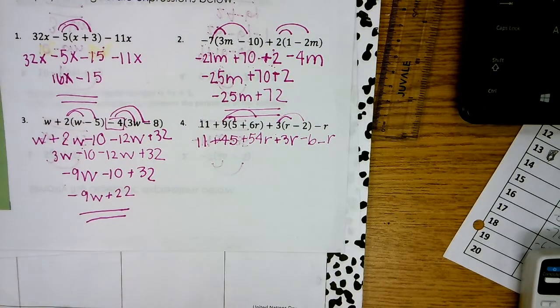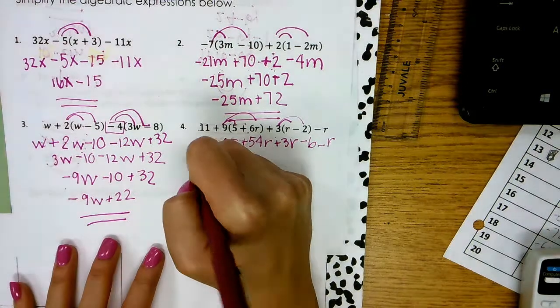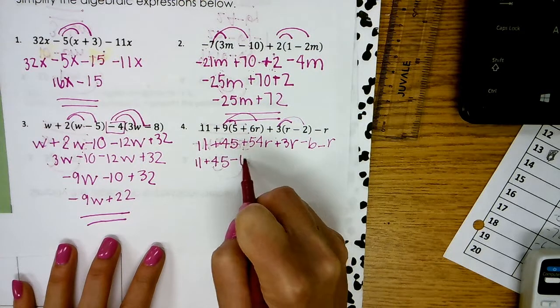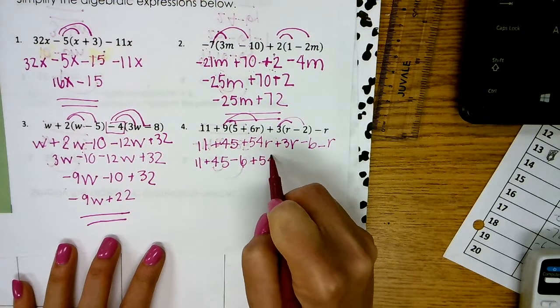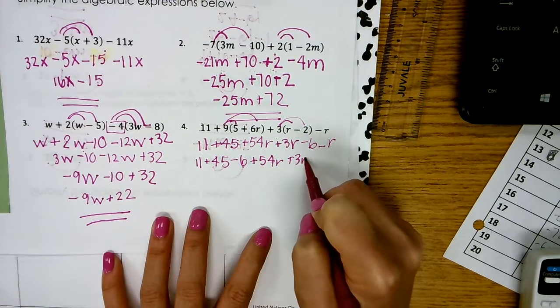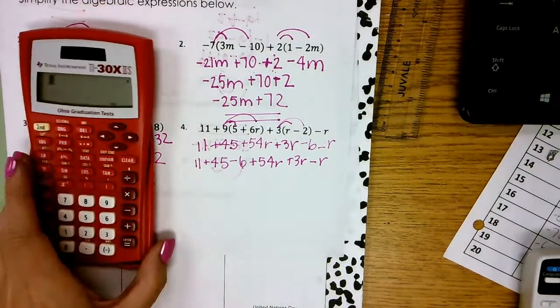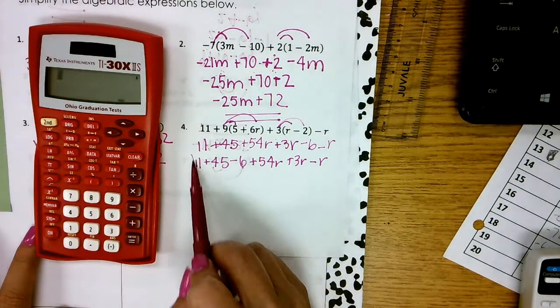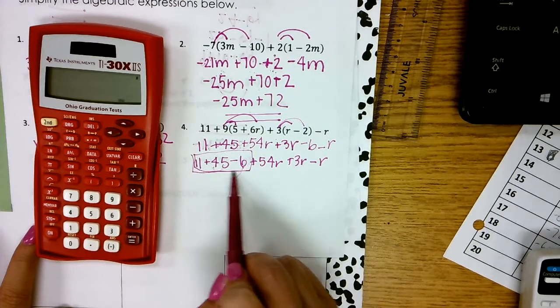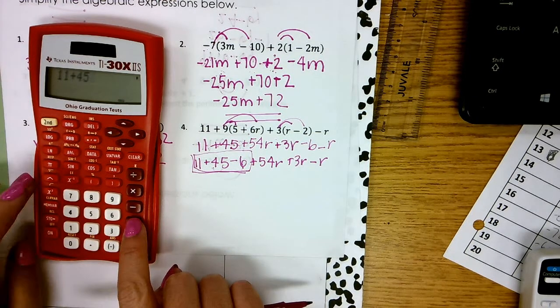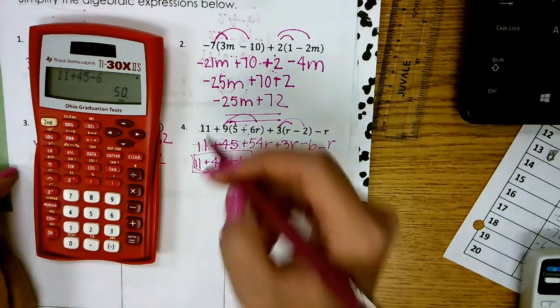Alright, now we're going to go through, I'm actually going to rewrite this one so all my constants are next to each other and all my terms that have an r are next to each other. So I'm going to write it as 11 plus 45 minus 6 plus 54r plus 3r minus r. And now we're going to combine like terms. So first we're going to use our calculator to combine our constants that I put this box around. So we're going to do 11 plus 45 minus 6. And we get 50.